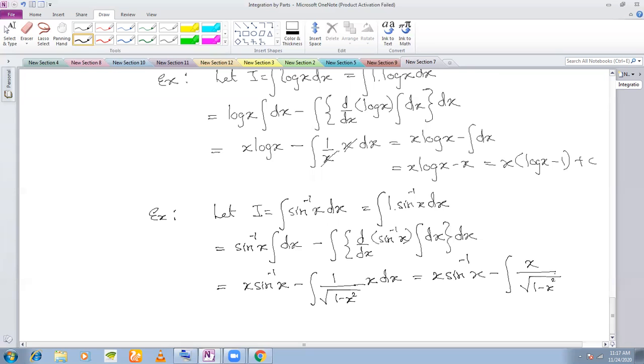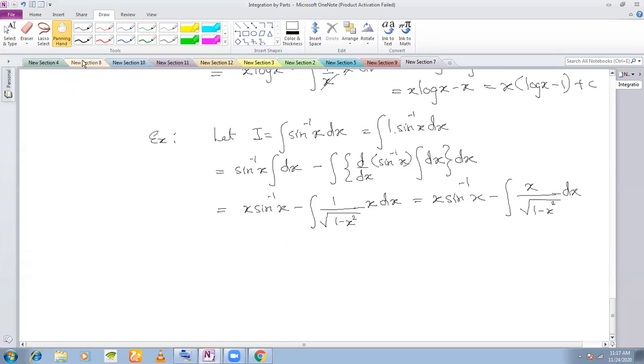Now the problem is how to integrate this, right? x by root 1 minus x square, how to integrate? Any idea how to integrate this? Can you tell me? Let us take this as I1. Therefore I1 here is integral x dx by root 1 minus x square. Yes, tell me, any idea how to integrate this?